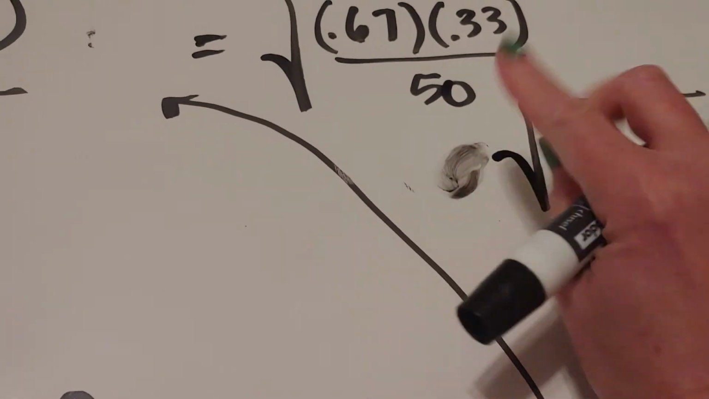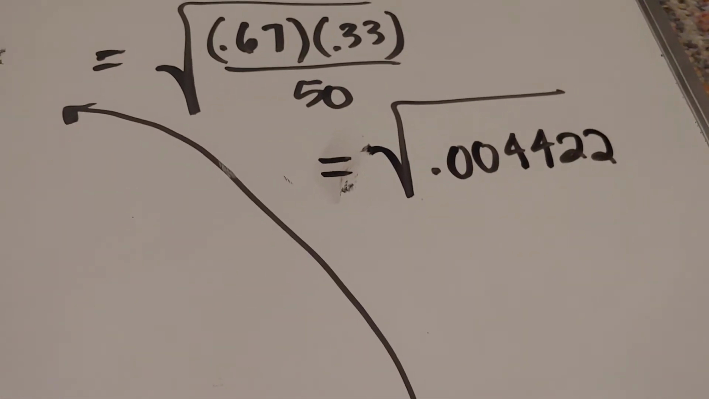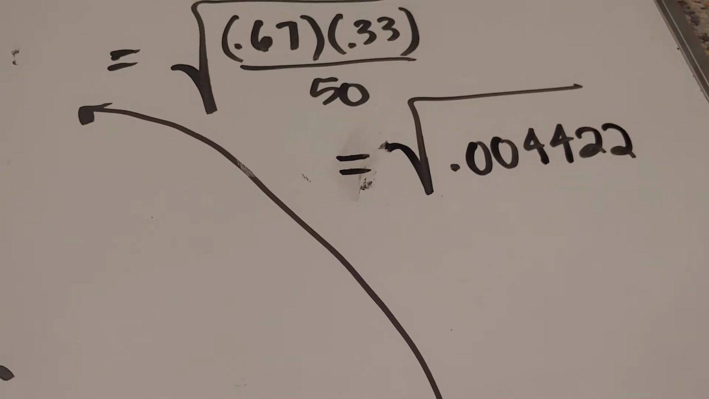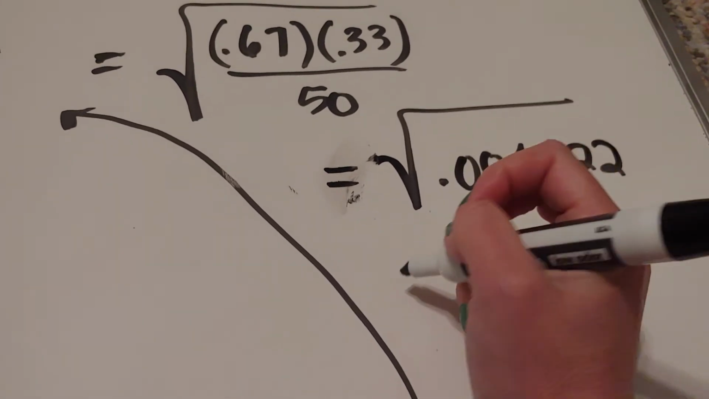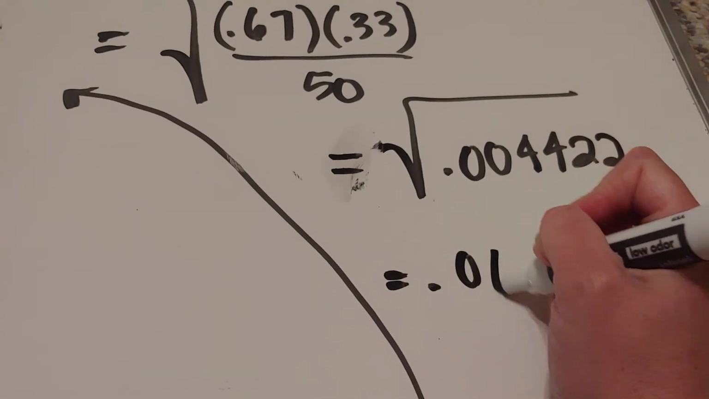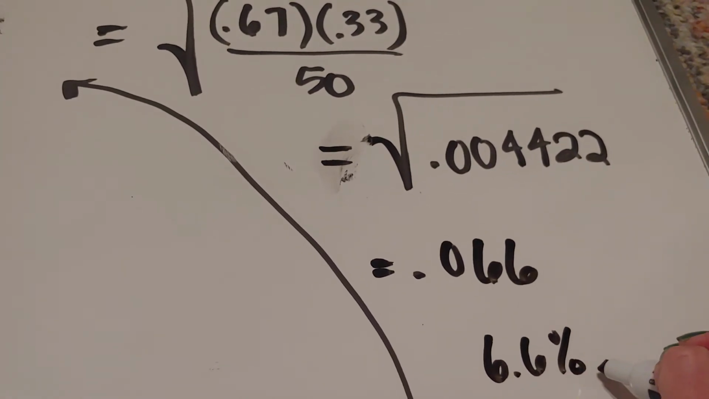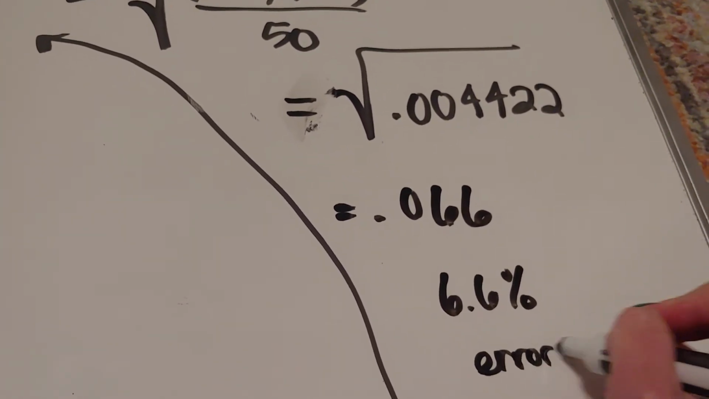I'm just doing it for those who are having trouble with the calculation, so you can do a quick check. And then we're going to take the square root. And there we have it. It's 0.0664. So this is basically 6.6% error present in this study.